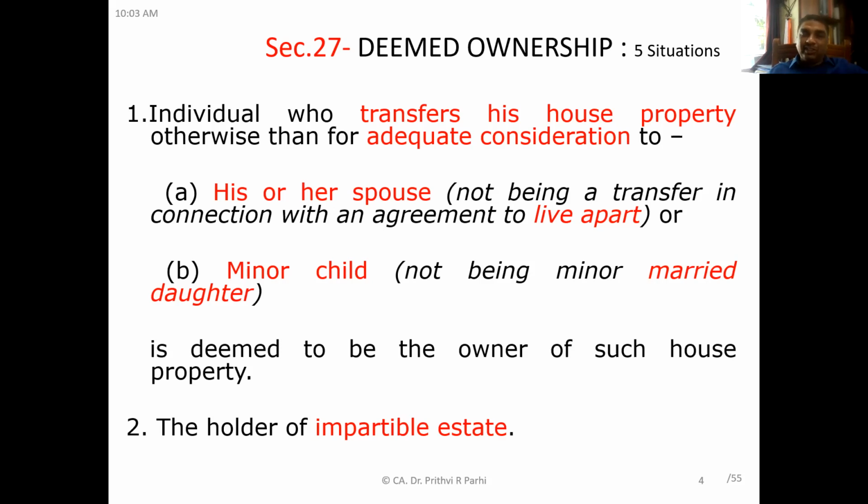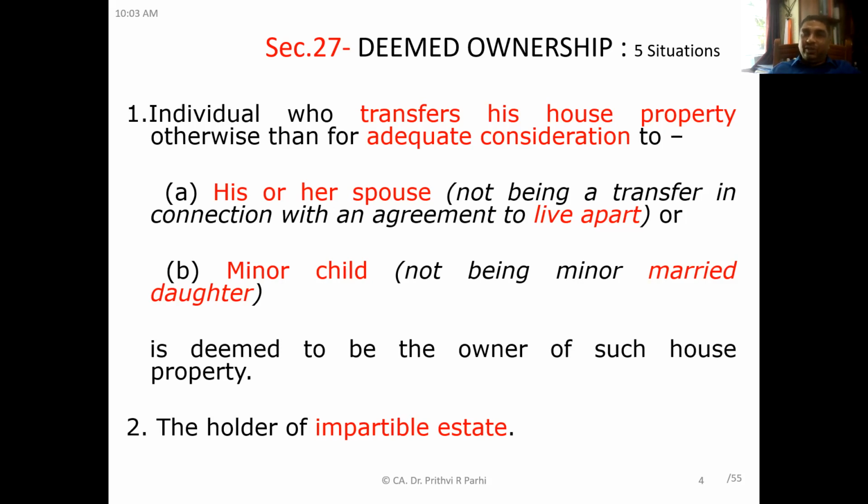Okay. The second situation is transfer without adequate consideration to a minor child. A minor child in this provision excludes minor married daughters. If we transfer to minor married daughters, then also it's okay; still, the transferor will not be treated as the deemed owner. But other than a minor married daughter, if it is transferred to some other minor child, then the transferor shall be deemed to be the owner of the house property. Are you getting my point? Did you understand this? Yes, sir.